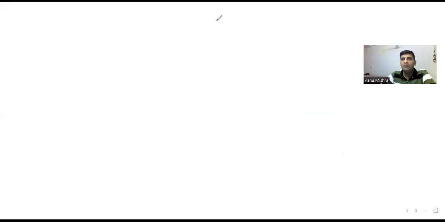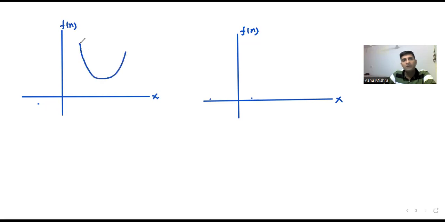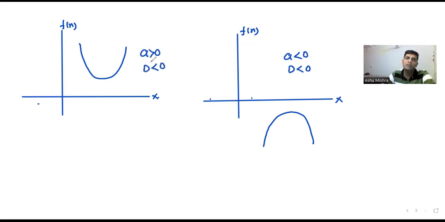Third case, when there is no real root, which means both the roots are imaginary. In this situation, the graph never touches the x-axis. The curve shape in the first one is like this, and in the second one like this. In this situation, a is less than 0 and D is less than 0. In the other, a is more than 0 and D is less than 0.